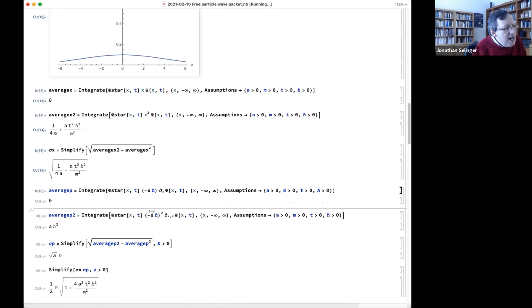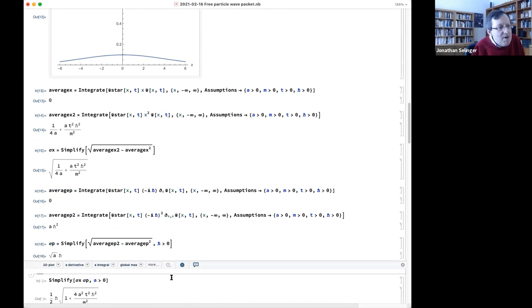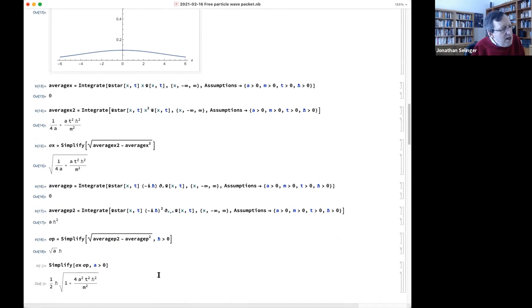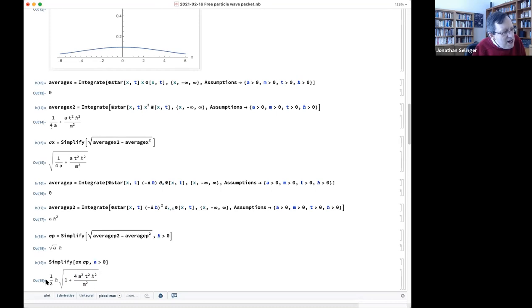Then I can get the average momentum squared, so the uncertainty in the momentum. And then let's check the product of the uncertainty in x times the uncertainty in momentum. That is this combination, a half h bar times all this square root. You can see that right at the beginning time, this matches the limit from the uncertainty principle of a half h bar. As we go forward in time, the product is getting bigger and bigger. That's allowed by the uncertainty principle.